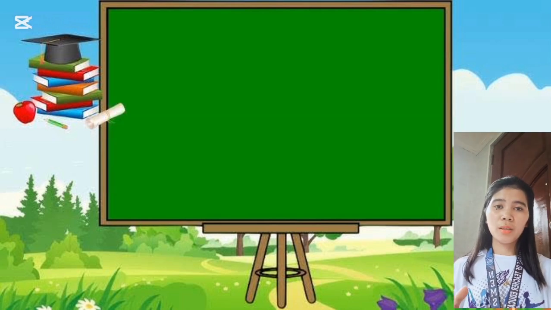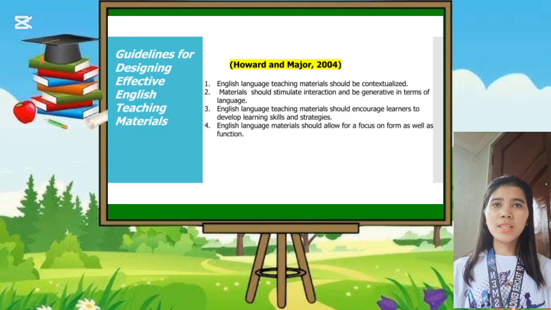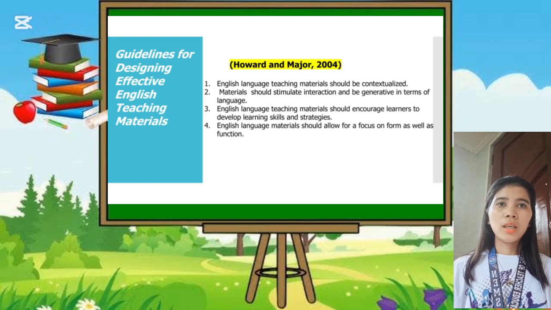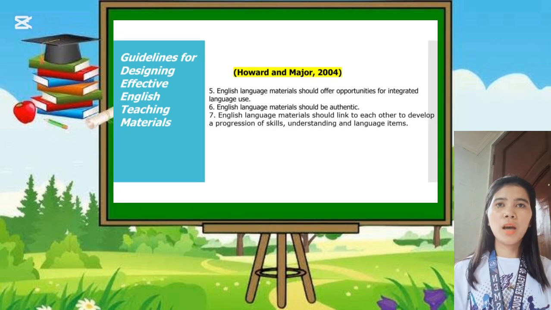In designing effective English teaching materials, we need to consider these 10 guidelines of Howard and Major 2004. So first, teaching material should be contextualized. Second, it should stimulate interaction and be generative in terms of language. Third, it should encourage learners to develop learning skills and strategies. Fourth, it should allow for a focus on form as well as function. Fifth, English language material should offer opportunities for integrated language use. Sixth, it should be authentic.